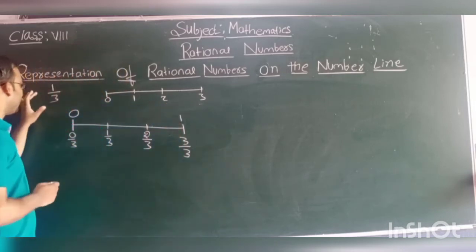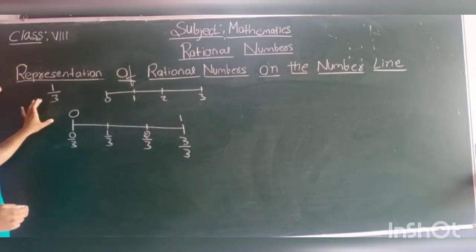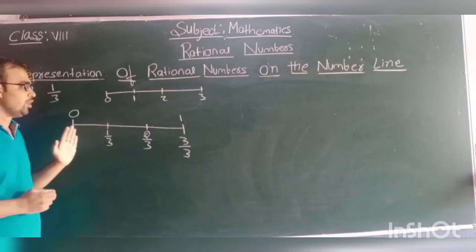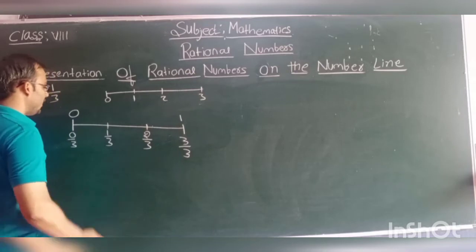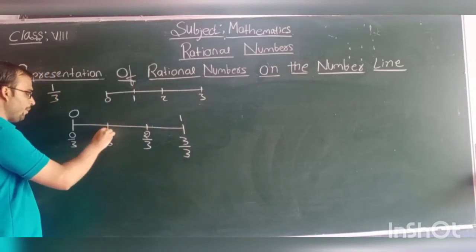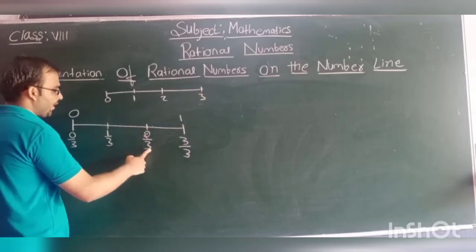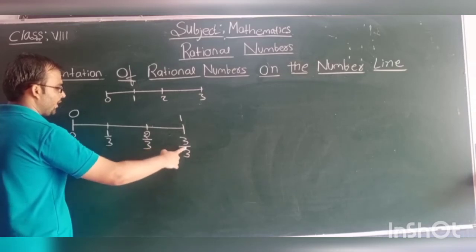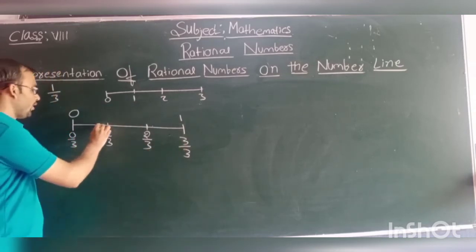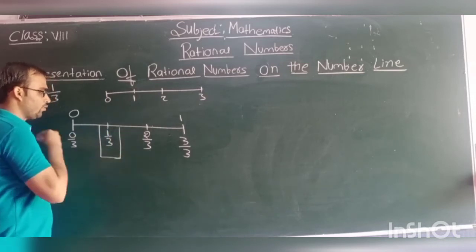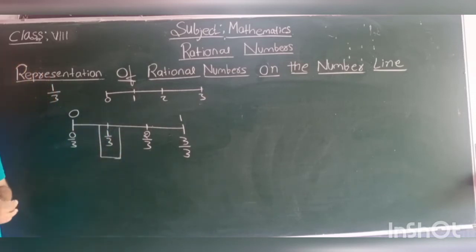Okay, so if you want to represent 1 by 3 on number line, then what you need to do? You need to divide 1 unit into 3 equal parts. The first part is named 1 by 3, the second part is named 2 by 3, and the third part is named 3 by 3. If you want to show 1 by 3, just mark this one. So in this way, you can represent the number on number line.